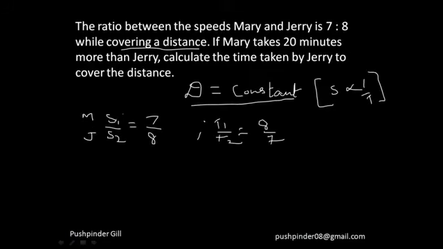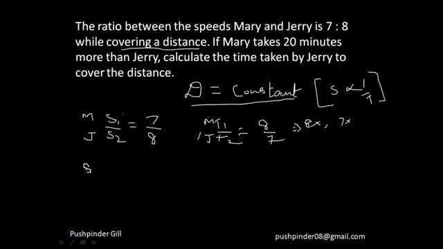So this is the time of Mary and this is the time of Jerry. Mary takes 8 and Jerry takes 7. It is given that Mary takes 20 minutes more than Jerry. So from this ratio you can say that if Mary takes 8x minutes, then Jerry would be taking 7x minutes, because it's the ratio. That's how you solve it.